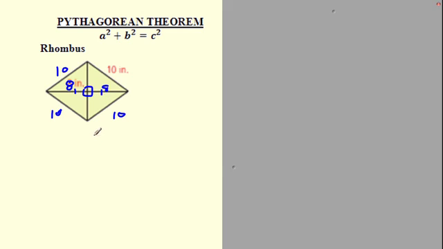And I know those are all right angles. So really, I need this other diagonal. If you look at just this chunk of it, I've got 8, I've got 10. Can you find this missing side?